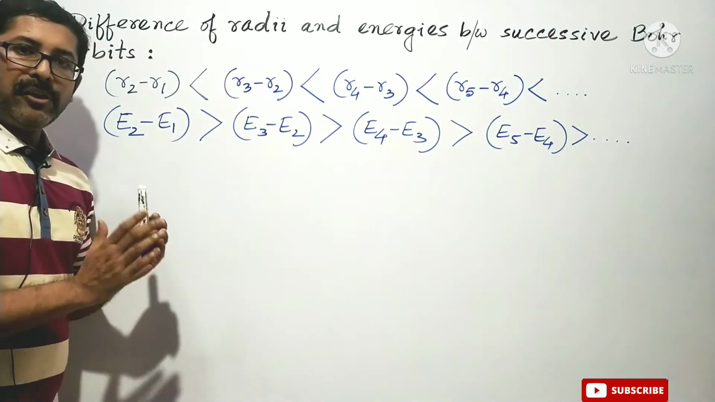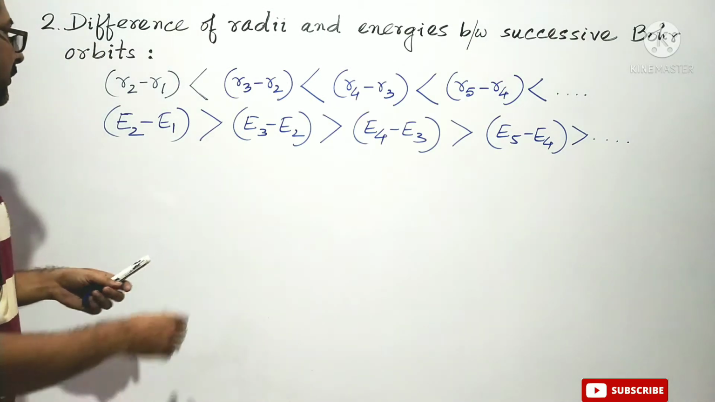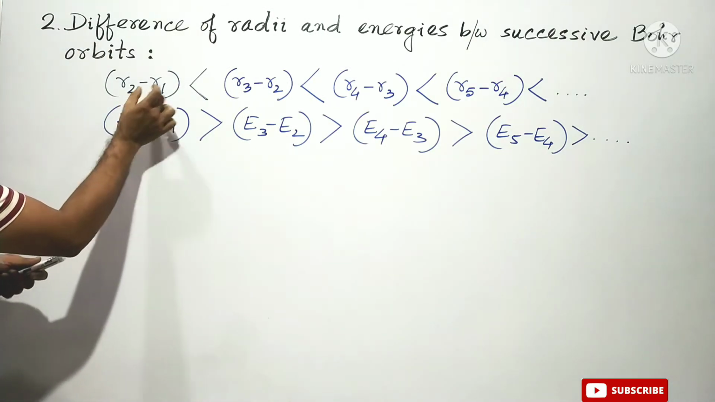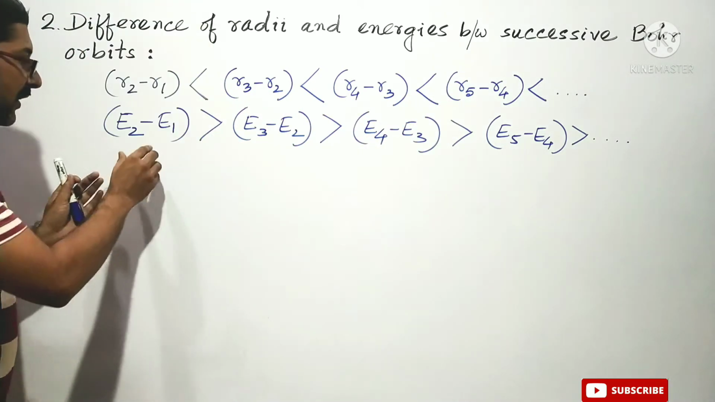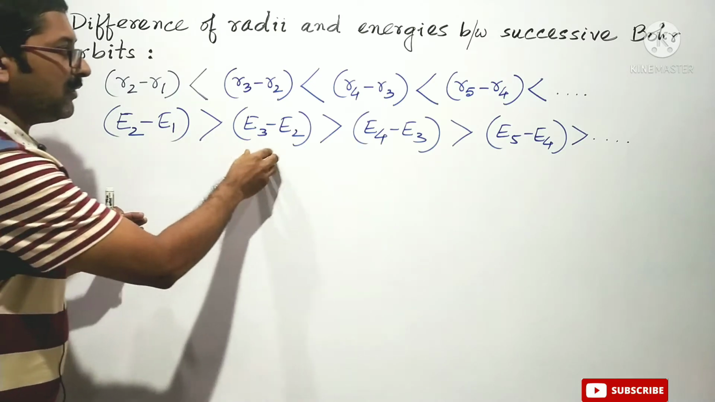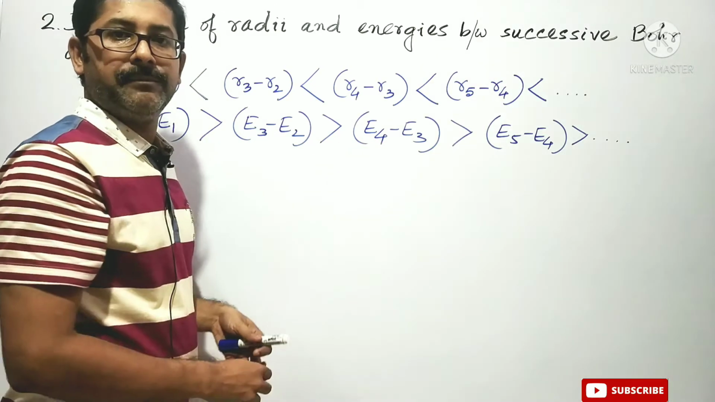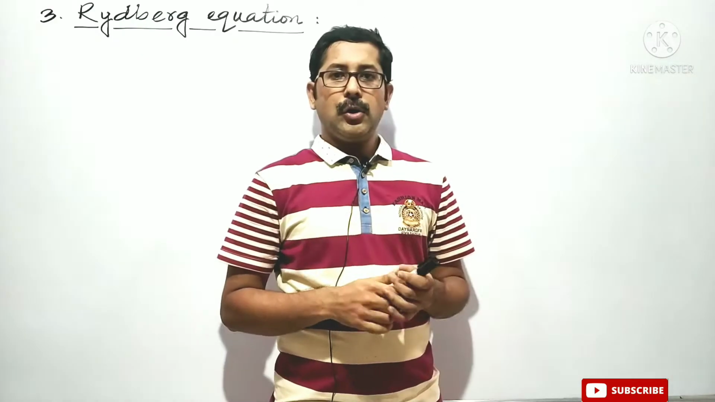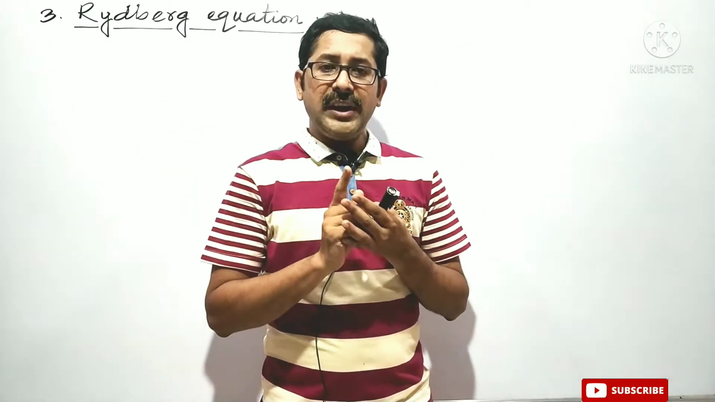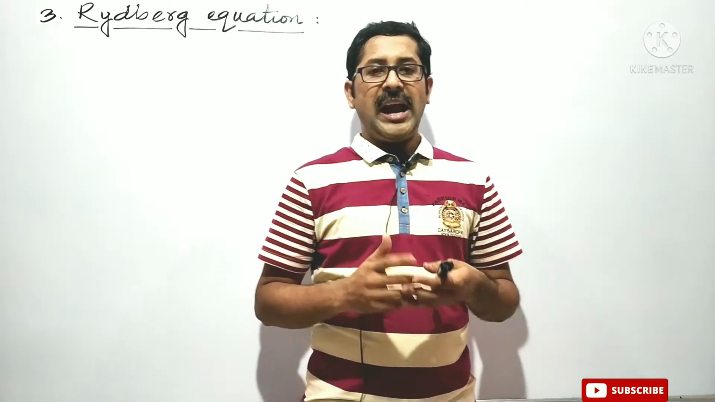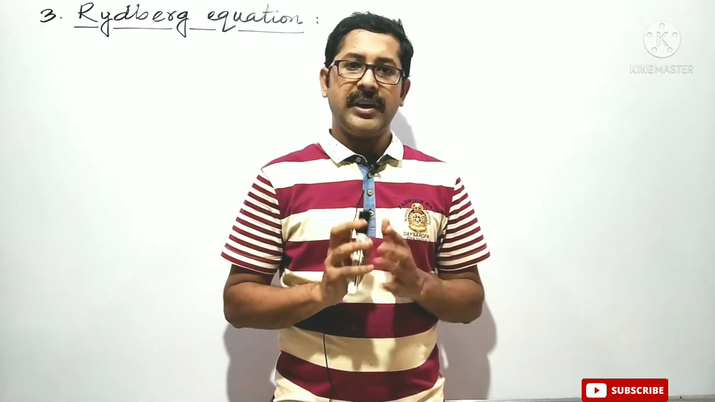Okay, so as we move outwards from the nucleus, the difference in radii between the successive orbits increases gradually, and the difference in energy between the successive orbits decreases gradually, right? Today's third point is the Rydberg equation. This is a very important equation to explain the atomic spectrum of hydrogen atom, right?